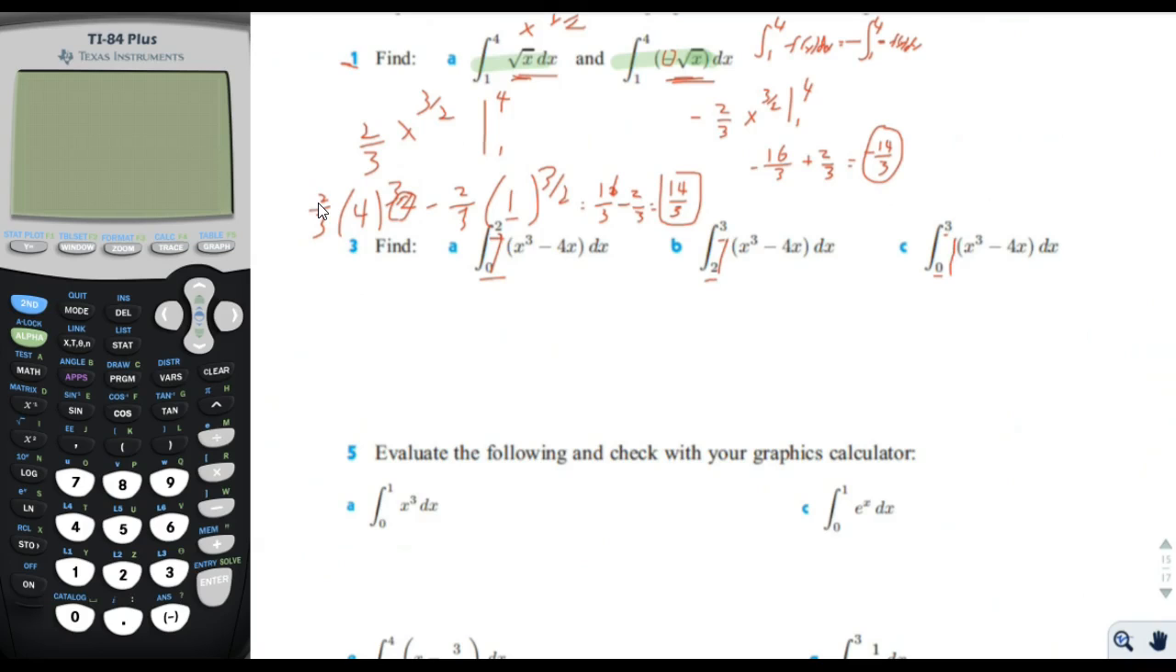So you can imagine that the area from 0 to 3 should be equal to the area from 0 to 2 and 2 to 3 added together. So let's see if we actually get that. That's what we believe it should be.